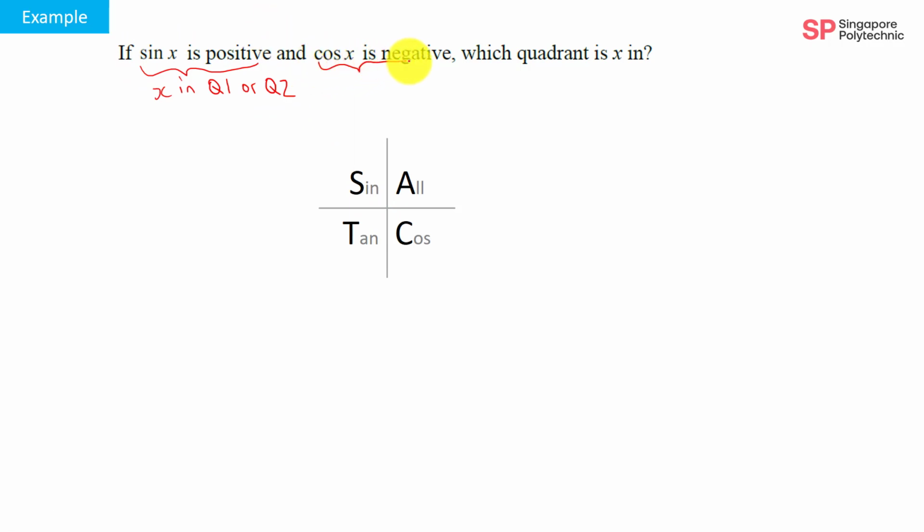If I know that cosine x is negative, then it is possible that x is in quadrant 2, where only sine is positive, therefore cosine will be negative, or quadrant 3, where only tangent is positive, so in this quadrant, cosine will be negative. So going by these clues, notice that quadrant 2 is common between them.